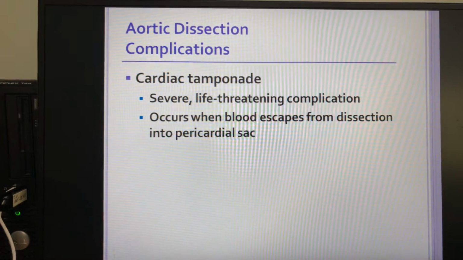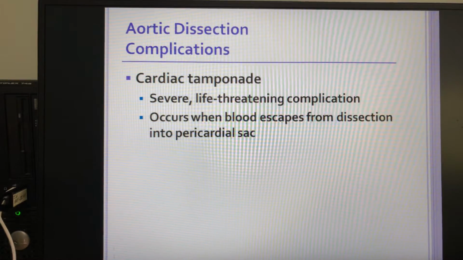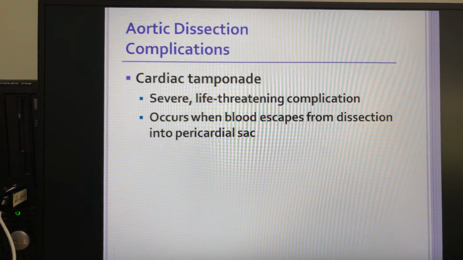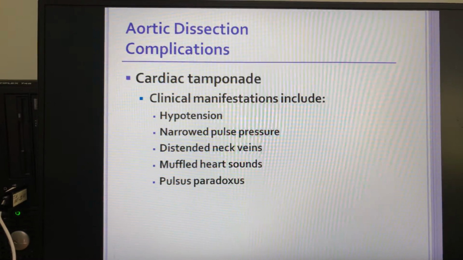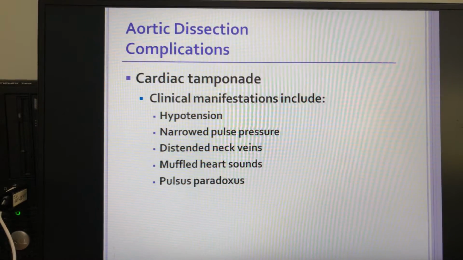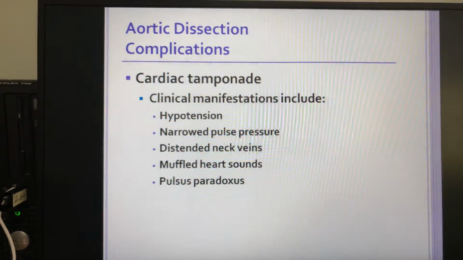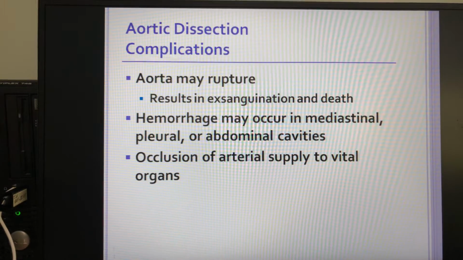Again, those clinical manifestations, if your patient is having a cardiac tamponade, and in chapter 36 it goes into a lot of detail about cardiac tamponade. But with those patients, you're going to see the clinical manifestations of hypotension, a narrowed pulse pressure, distended neck veins, muffled heart sounds, and they will develop pulsus paradoxus. The aorta may rupture, resulting in exsanguination and death.